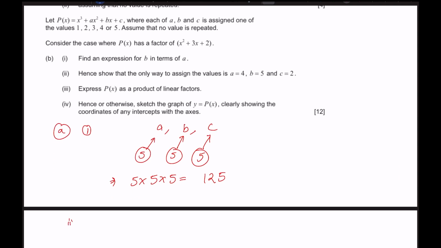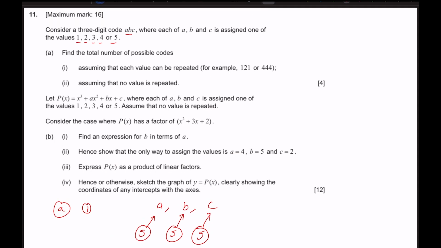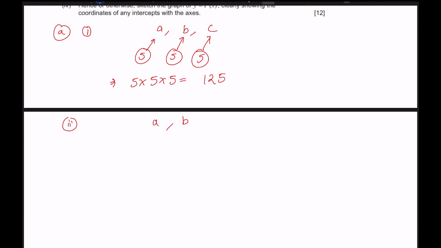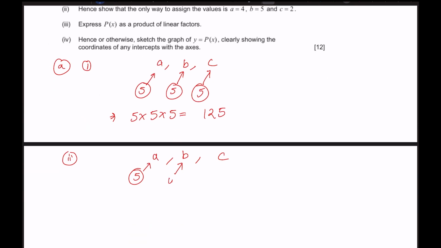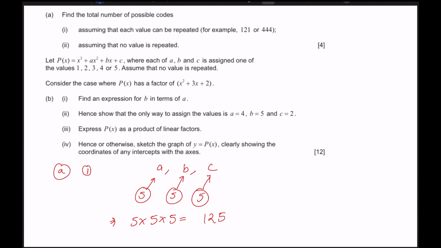Moving on to option 2, that is assuming no value is repeated. If no value is repeated, we can fill A with any one of the 5 numbers. For B, we can't use the number we have already used for A, because the numbers cannot be repeated. So B can be filled in 4 ways, and similarly C can be filled in 3 ways. So the total number of ways would be 5 times 4 times 3, which is equal to 60. So that's all for part A.